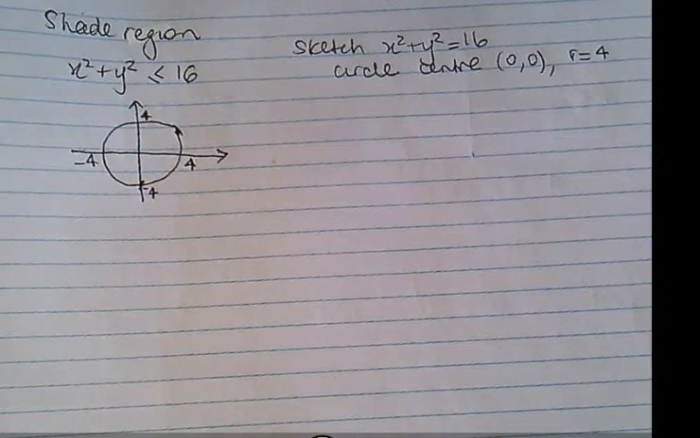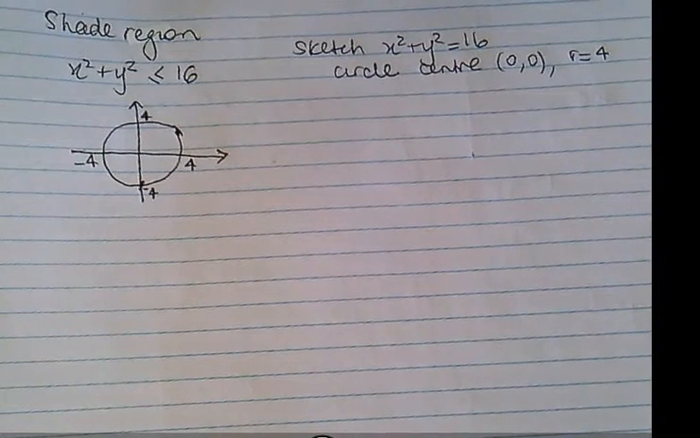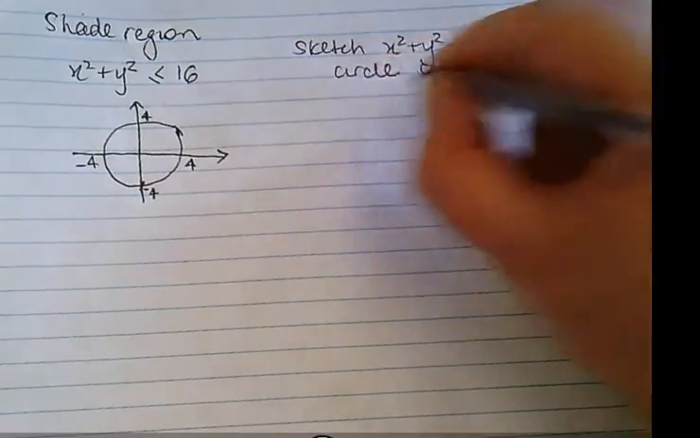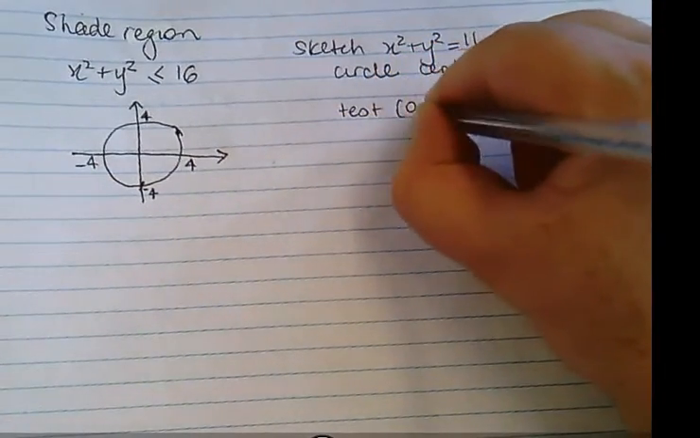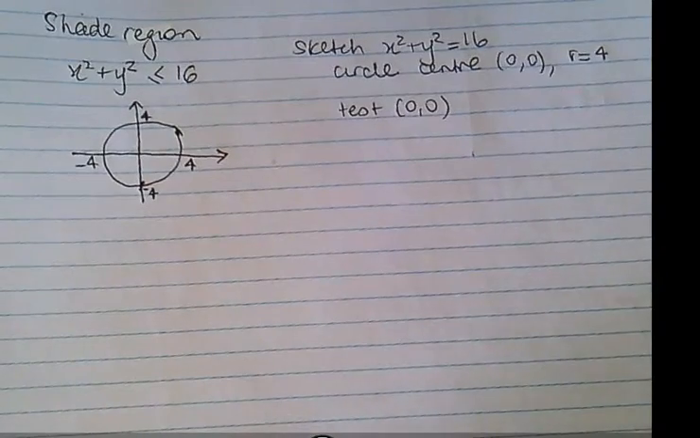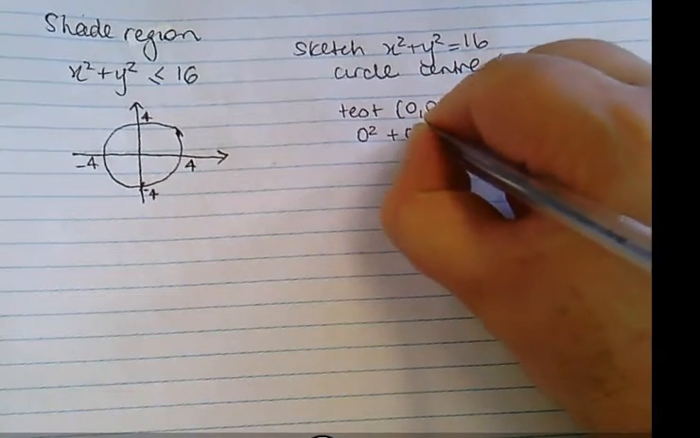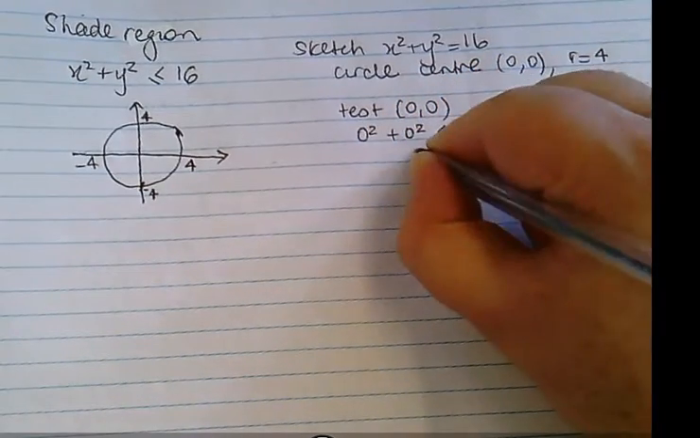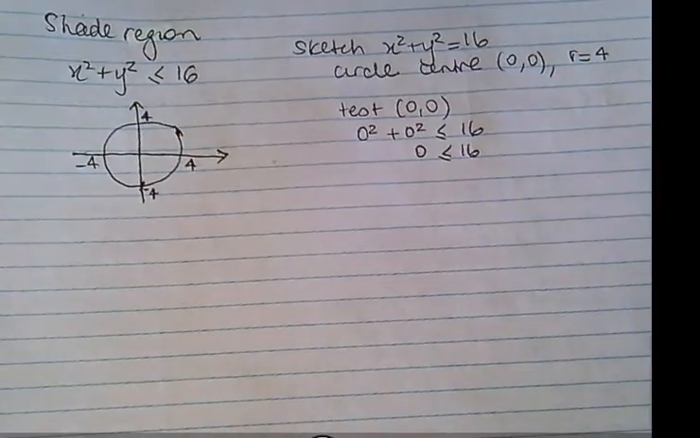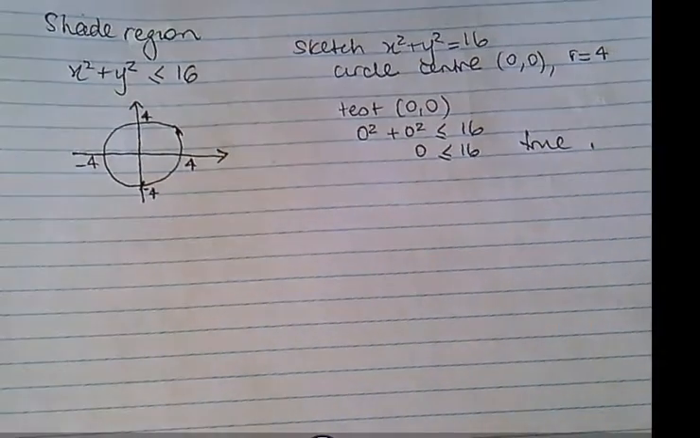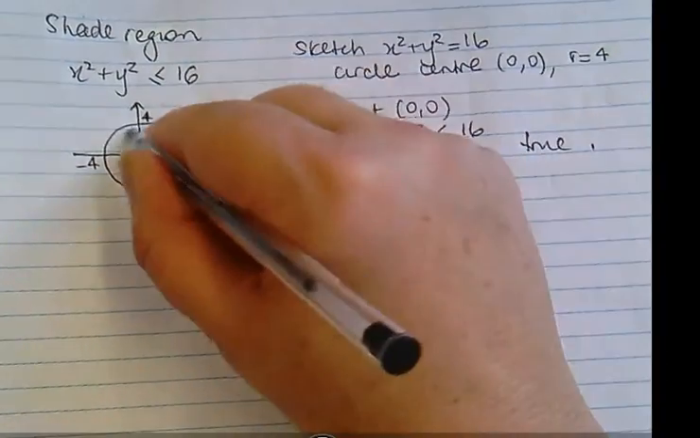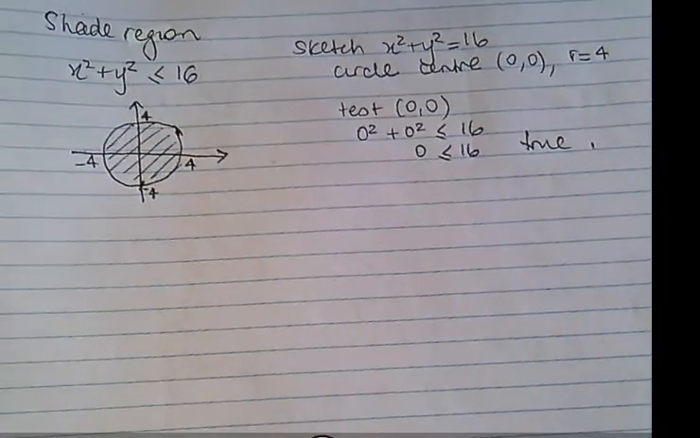Just having a look at that inequality, where do you think you might shade? Yeah, inside. But so what are we going to test? Test 0, 0. If the line passes through 0, 0, you can't test 0, 0. So we're going to test 0, 0. So 0 squared plus 0 squared is less than or equal to 16. 0 is less than or equal to 16. That is true. Therefore, you shade inside.